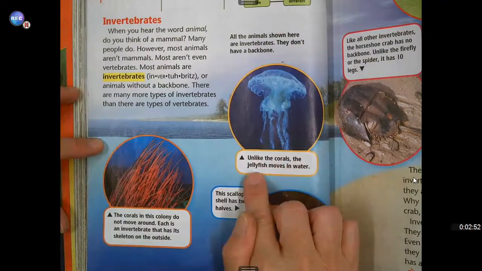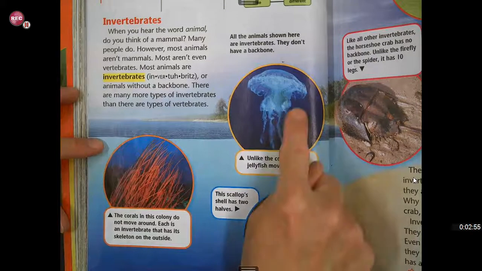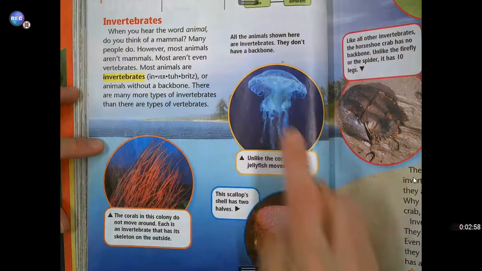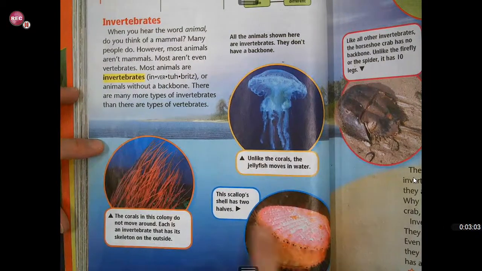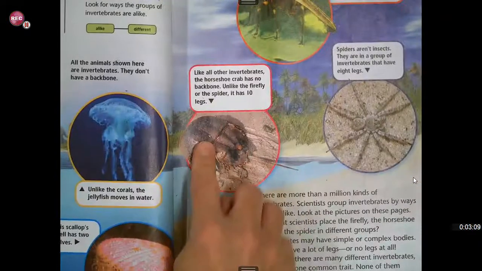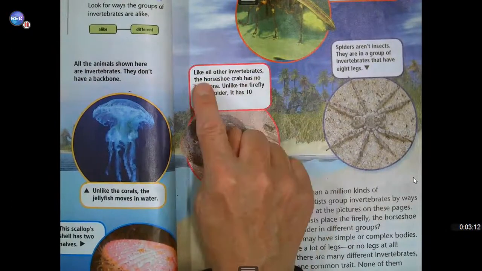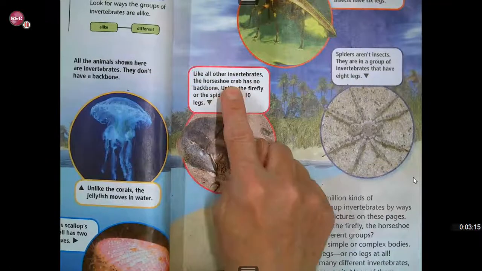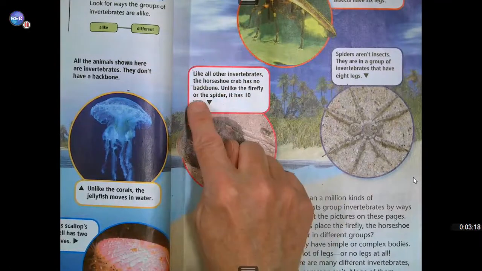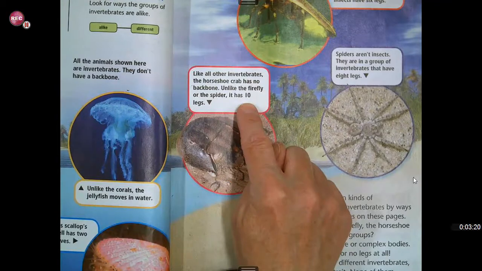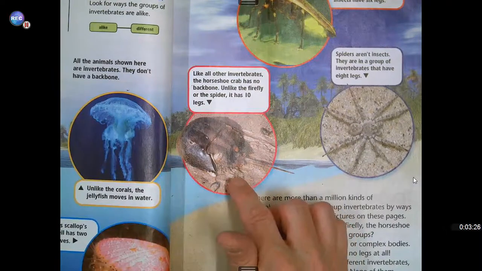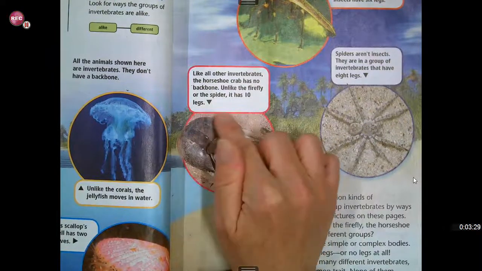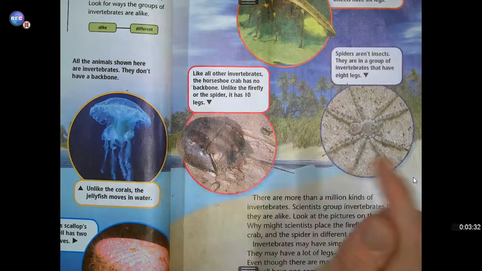Unlike the corals, the jellyfish moves in water. So this is an invertebrate that can move. Scallops don't move unless they use these little hairs to push themselves around or catch themselves on the water, and the corals don't move. Okay, then we have another invertebrate. It says, like all other invertebrates, the horseshoe crab has no backbone. Unlike the firefly or the spider, it has 10 legs. Remember, spiders have 8 legs. This guy has 10. And he doesn't have a backbone. He's got a hard outer shell.